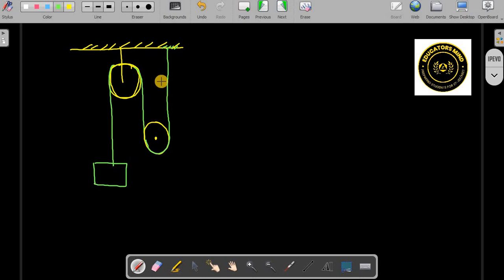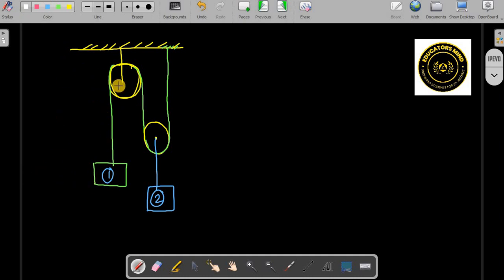So now the question is, there is one more block attached here. Let's say one block is attached with the pulley, like this. This is block 1, this is block 2. So the masses are m1, m2, respectively. Now, what is the relationship between the accelerations? So, 2 methods are there. The shortcut method we'll discuss afterward. First, we understand the basics.